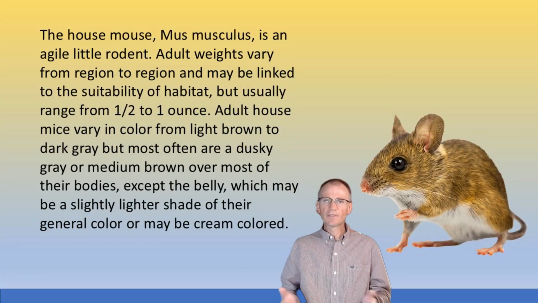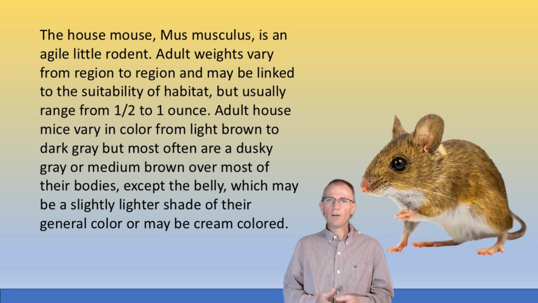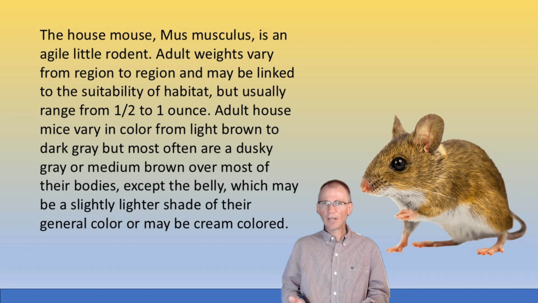The house mouse, Mus musculus, is an agile little rodent. Adult weights vary from region to region and may be linked to the suitability of habitat, but usually range from 1/2 to 1 ounce. Adult house mice vary in color from light brown to dark gray, but most are a dusky gray or medium brown over most of their bodies, except the belly, which may be a slightly lighter shade of their general color or may be cream colored.